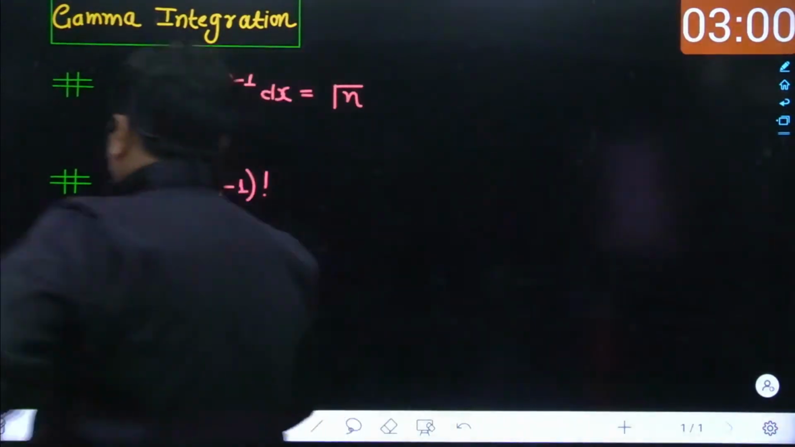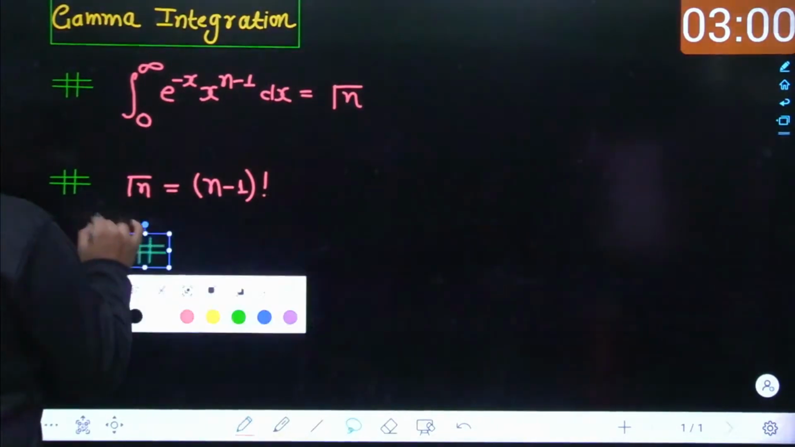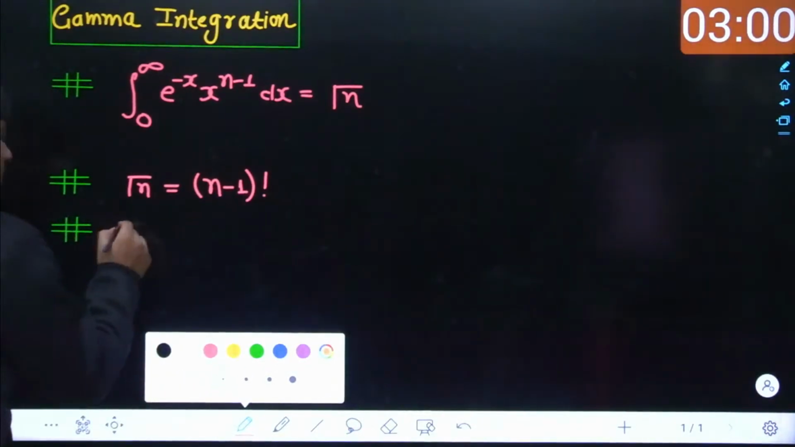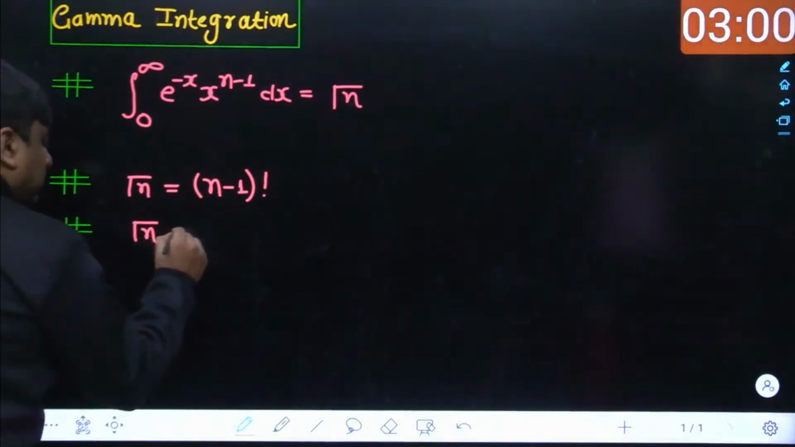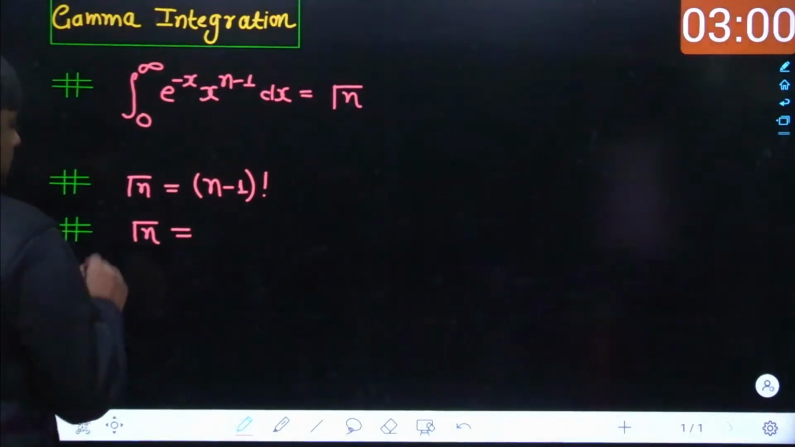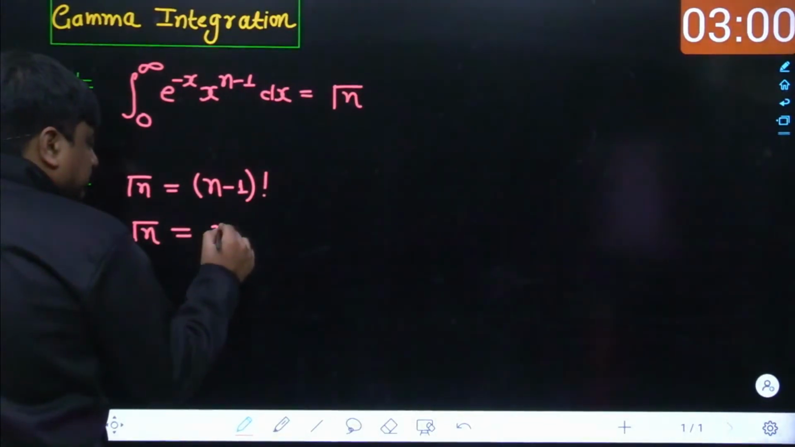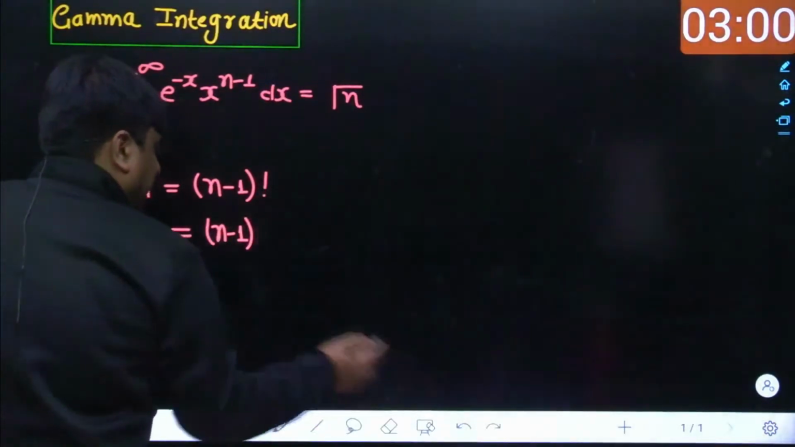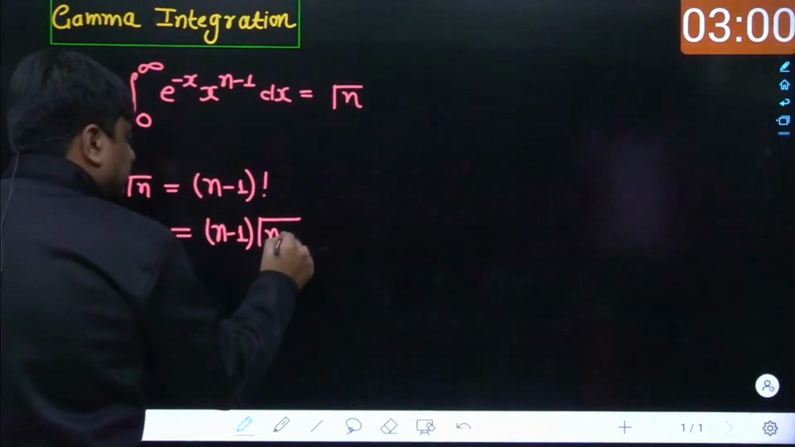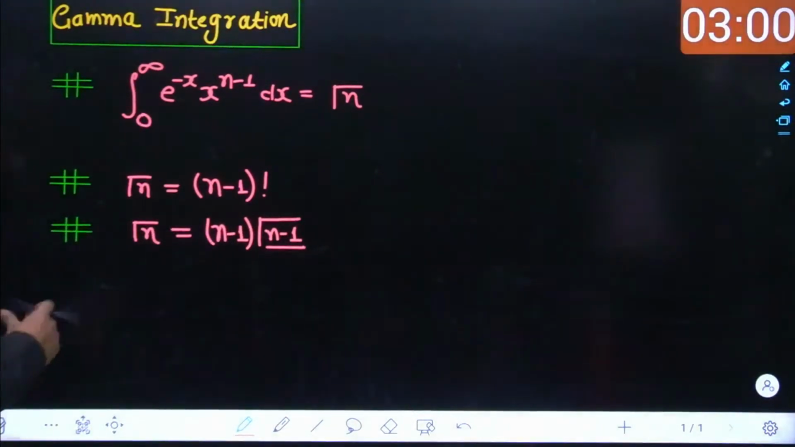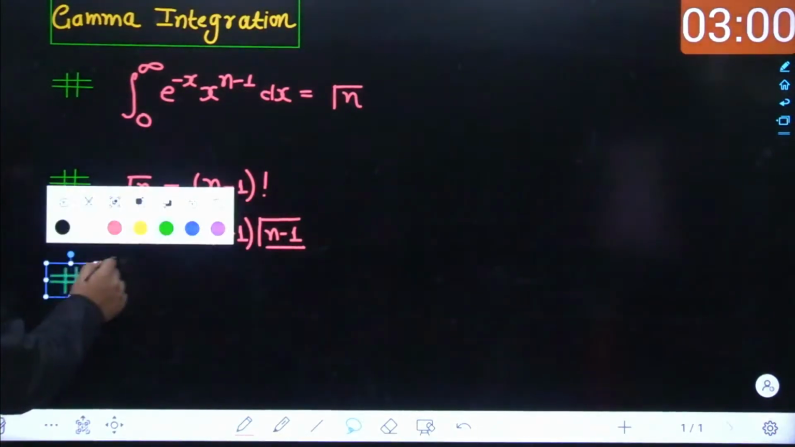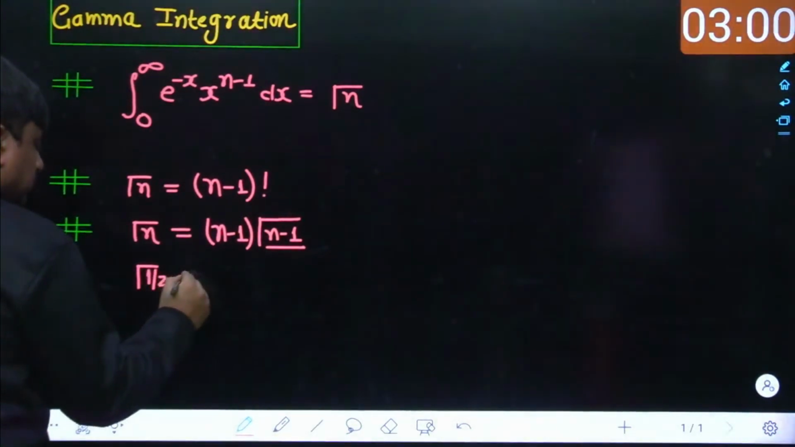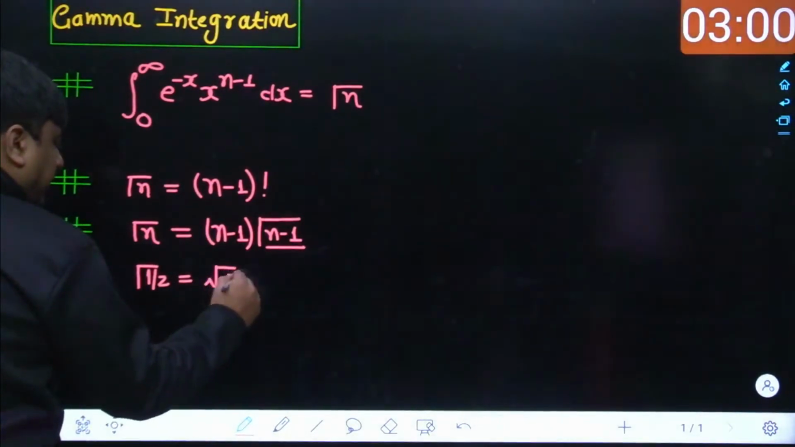But many times when you deal with gamma of n, you also have a fractional number. In that case, what we do is convert gamma of n to its reduced form, and that is gamma of n equals n minus 1 into gamma of n minus 1. Another important result we can bring out is that gamma of half is equal to root pi.